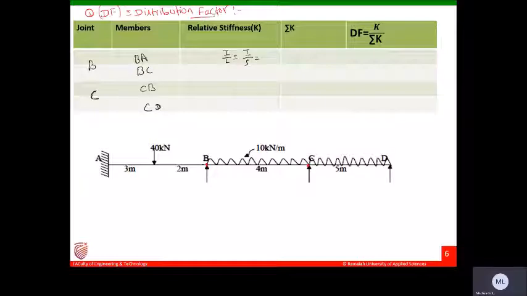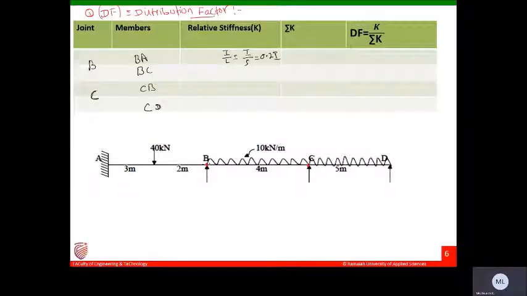So what is I by L? I by L will be 1 divided by 5. So 1 divided by 5 is 0.2. It is 0.2 I.